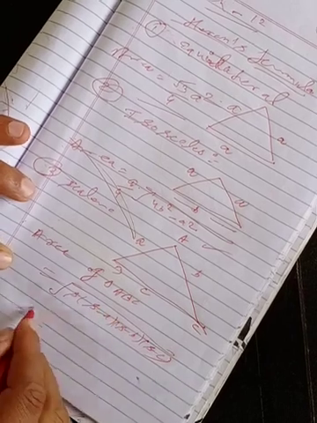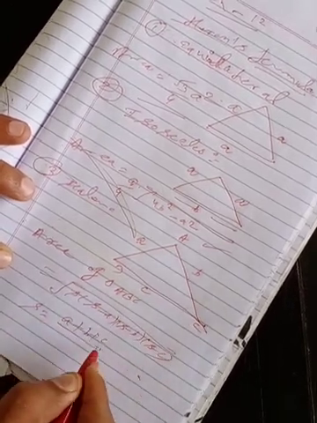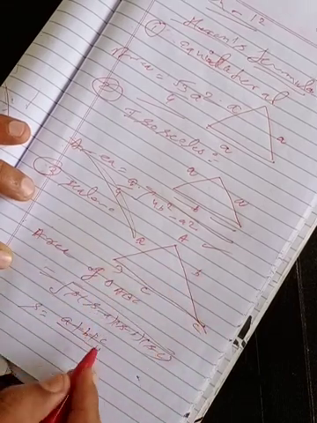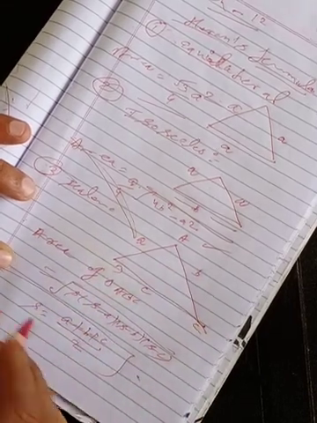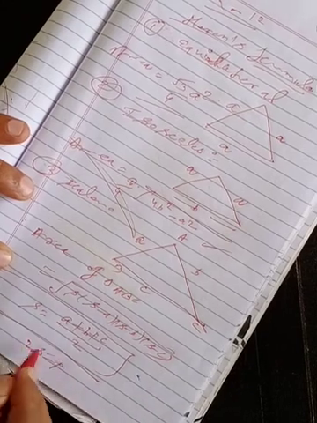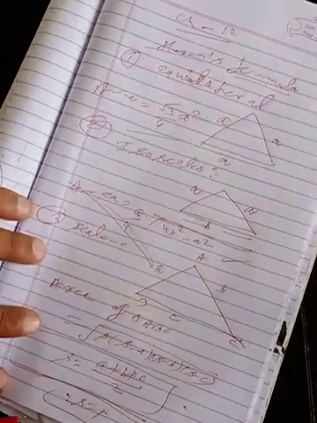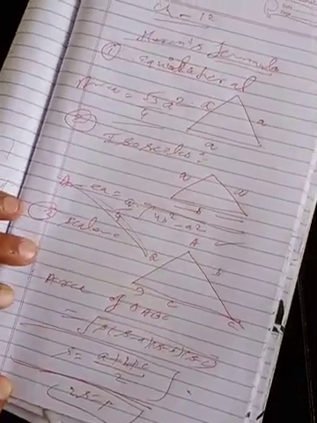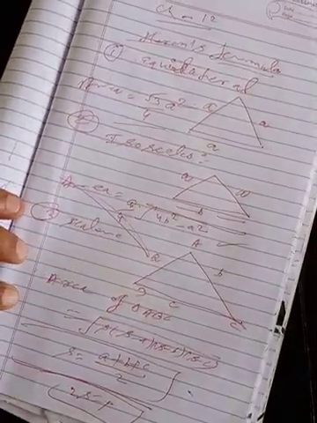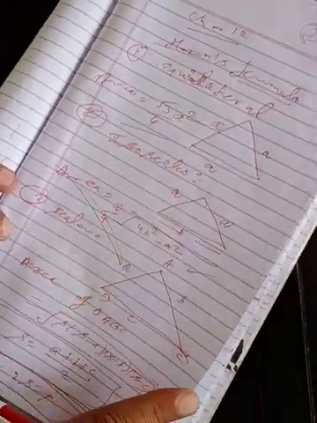And how will you find this s? It is the semi perimeter of this triangle. It is found like this: a plus b plus c upon 2, where 2s is the perimeter of this triangle. So these are the formulas. You can write the formulas here. Now we are discussing one question based on this.